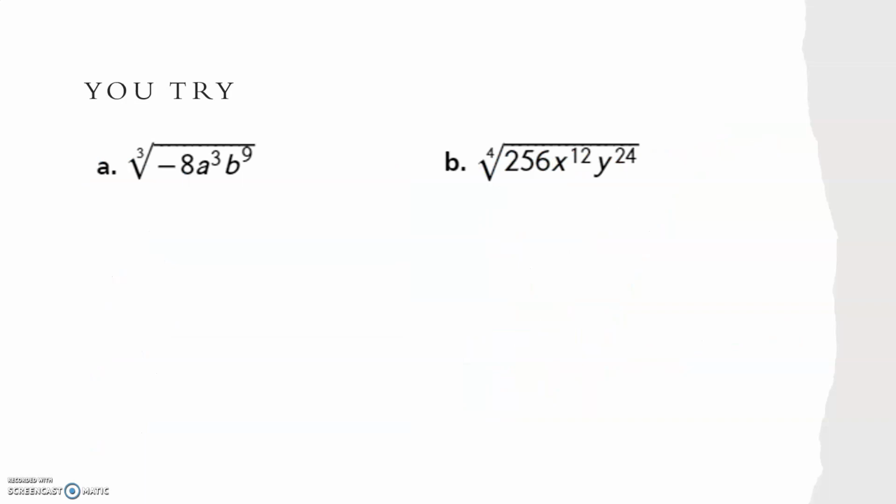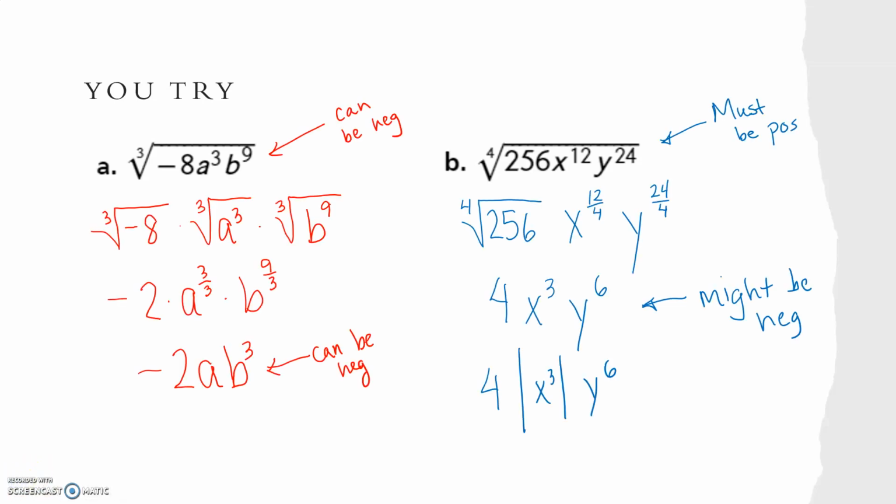Go ahead and pause the video and try these two, and after you come back, we can go through them together. So go ahead and pause now. So these ones we split into looking at the coefficients and looking at each variable separately. A cube root could be negative. It's okay to have a negative answer. So it's okay for this cube root problem that our answer could also be negative. An even root, the answer will be positive because that's the way we defined those even roots. But after I do the math, I get something that might be negative. So I have to put absolute value bars around x to the cubed to make sure that my answer is positive.